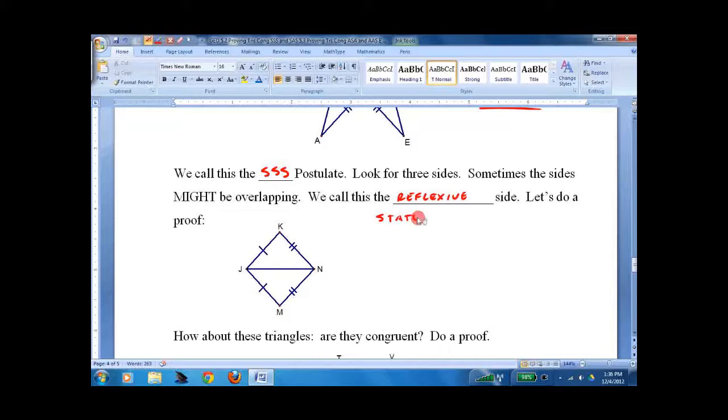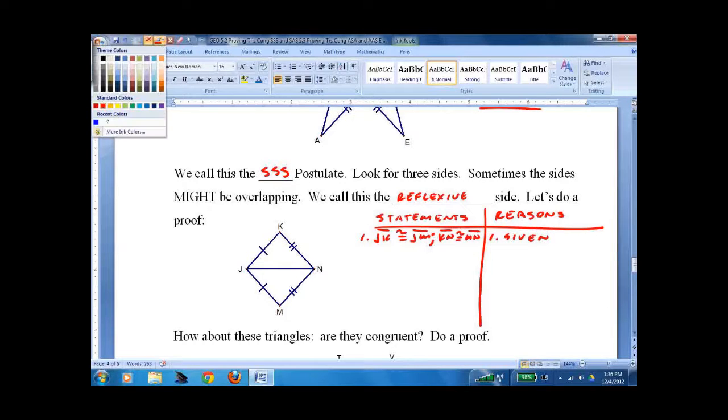So here's how we do a proof. Statements and reasons, and most of the proofs I will give you, I'll have a large part of the proof done. So in this case, we know that JK is congruent to JM, and we know that KN is congruent to MN. We know this because they were given to us in the problem. So here's the hard part when doing proofs. You need to actually figure out the third side. Well, you look at this third side and say, it's right here, it's JN.